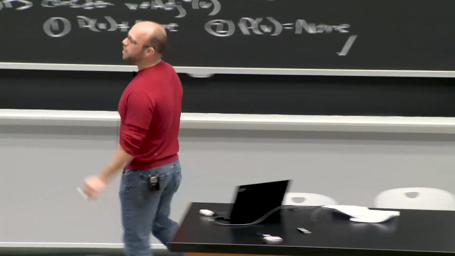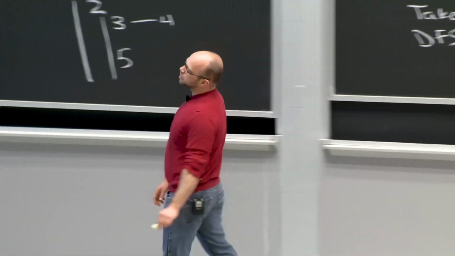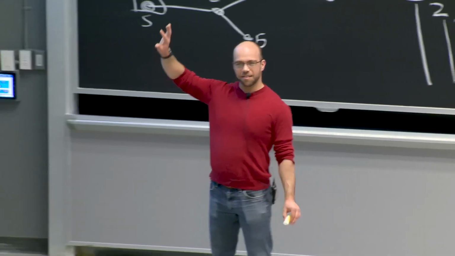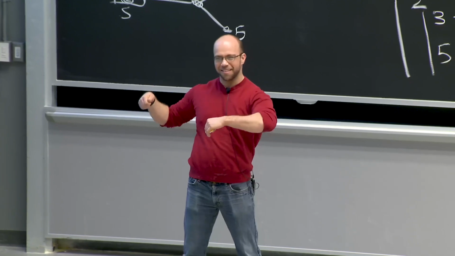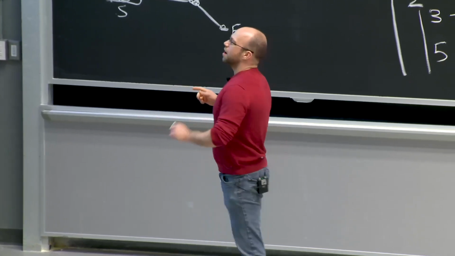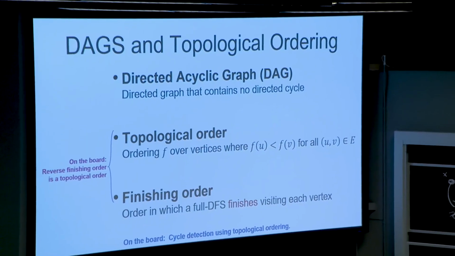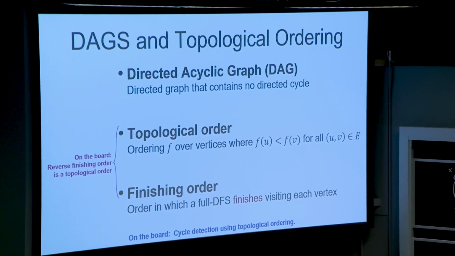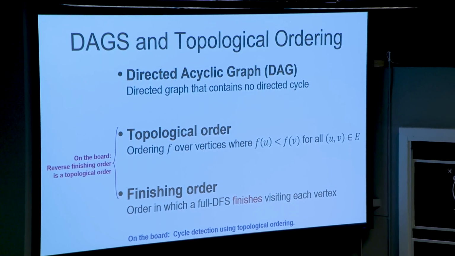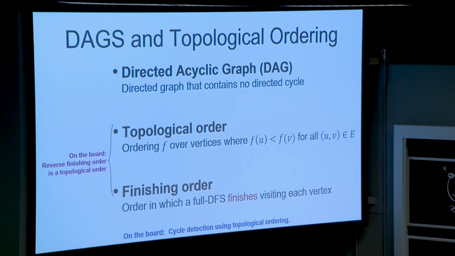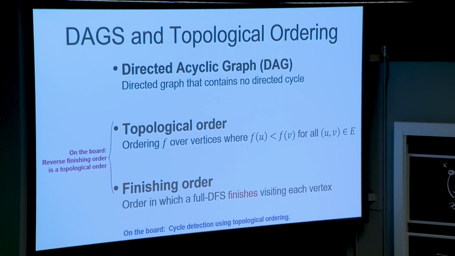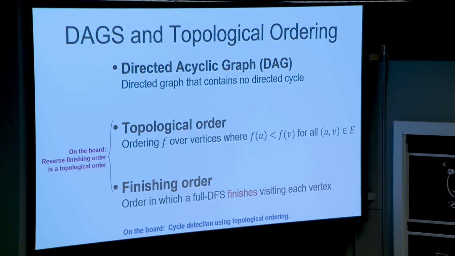And that is the finishing order. In the finishing order, we're going to call full DFS on our graph. Remember, that means we iterate over all our nodes, and if we haven't seen the node yet, we call DFS on it. And now we're going to make an order in which, as soon as the call to a node in that visit function is complete, meaning I've already iterated over all my neighbors, then I add my node to the ordering. That makes sense? It's a little bit backward from what we're used to thinking about. So it's the order in which full DFS finishes visiting each vertex.